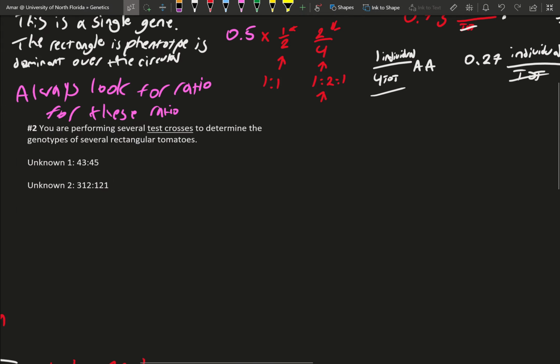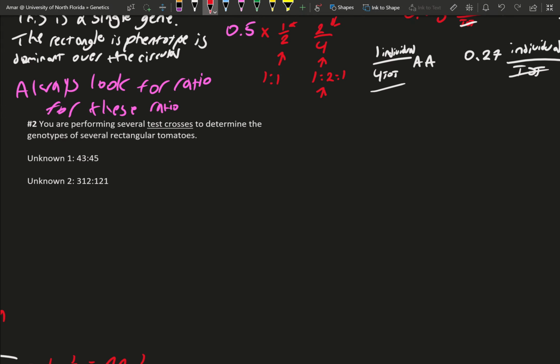Okay, and then the last one is you're performing a couple of test crosses. And remember what a test cross was? A test cross was you're crossing an unknown individual with an individual that is considered homozygous recessive, and that'll give you some data sets. So you have one unknown over here where you're getting approximately equal numbers, so 43 to 45. So how do we know what genotype our individual is?